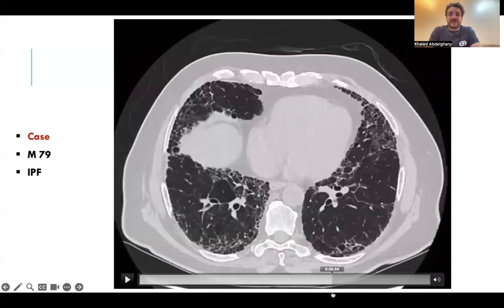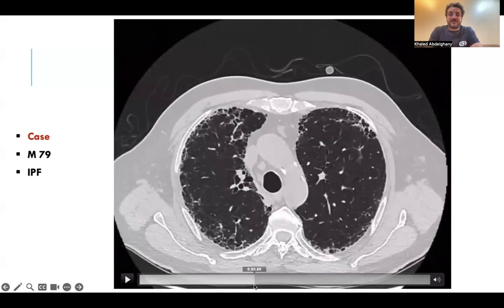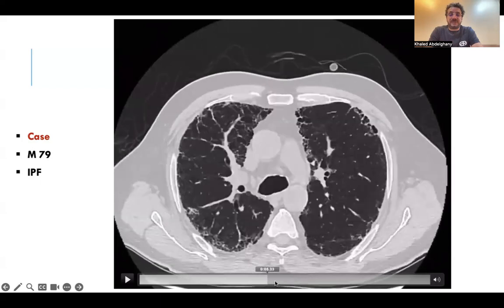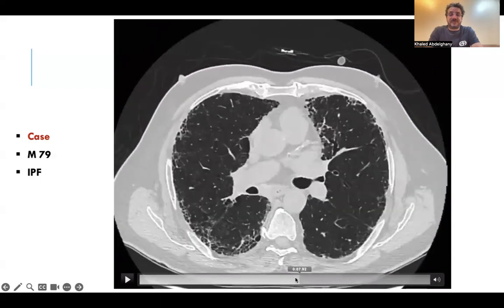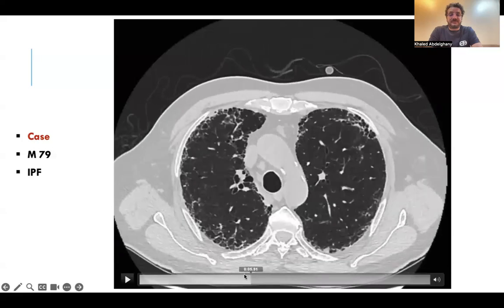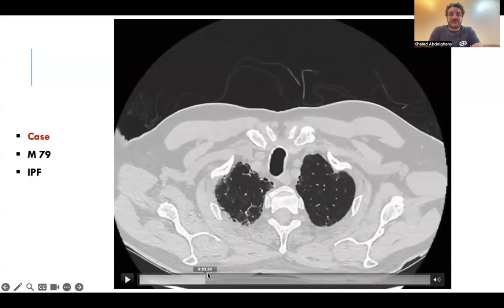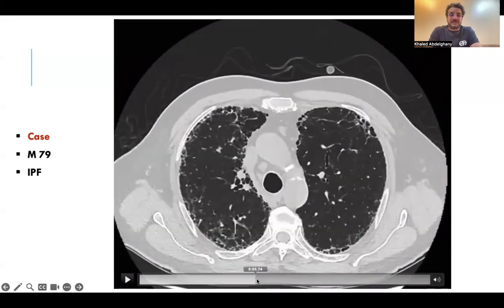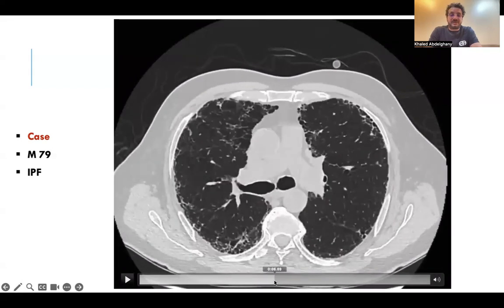We start by checking the pattern of UIP, whether it is present or not, and we try to place the pattern into one of the four categories. Here, as you can see, we have honeycombing at the periphery of the lung, subpleural location, irregular reticulation, and traction bronchiectasis. We go downward, the irregular reticulation is still seen with traction bronchiectasis.